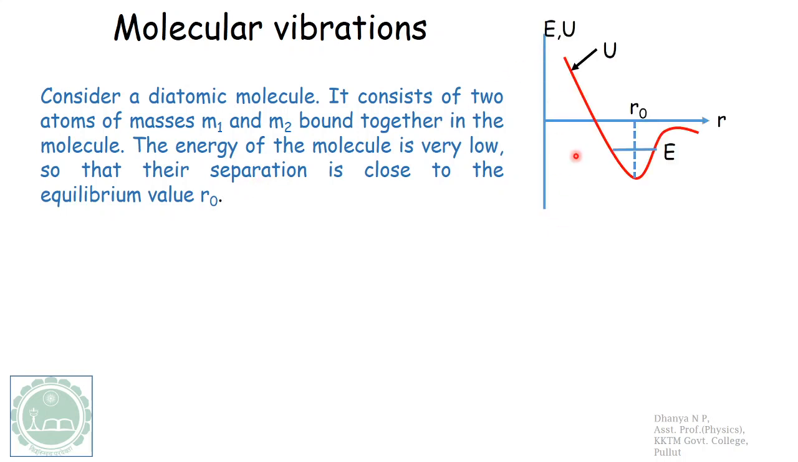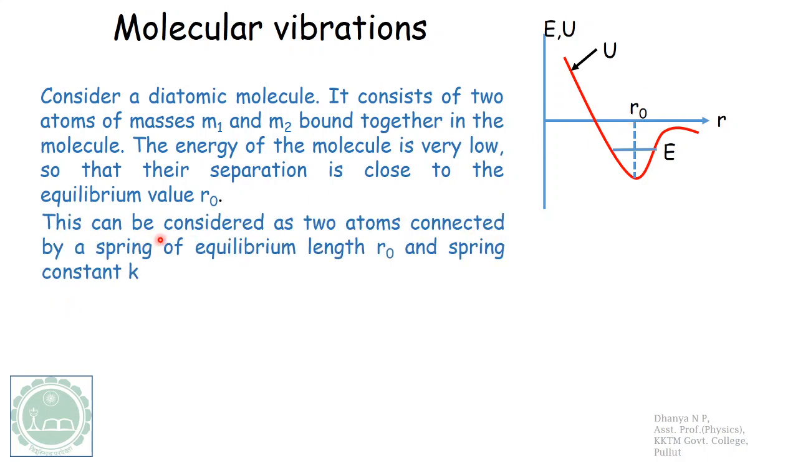This can be represented by the energy diagram. Here R0 is the equilibrium value of R, and this diatomic molecule system can be considered as two atoms connected by a spring of equilibrium length R0 and spring constant K. These two masses m1 and m2 are bound together by a spring, and they are making vibrations. The spring is compressed and elongated.